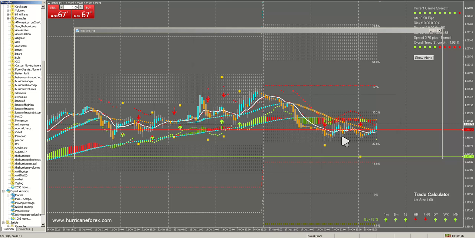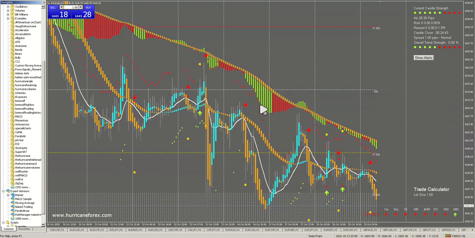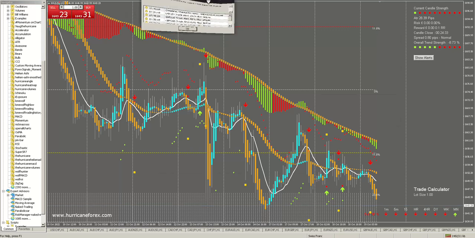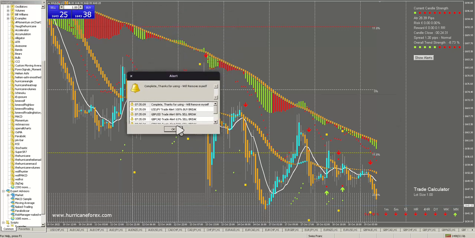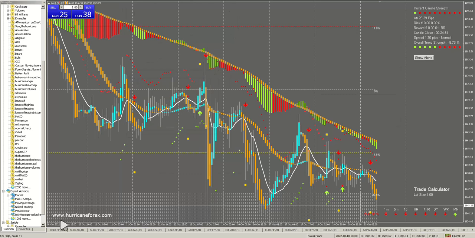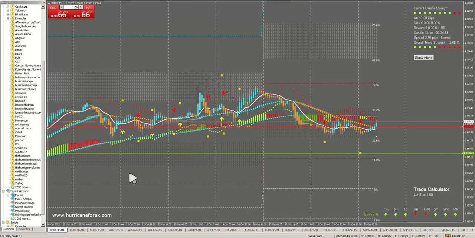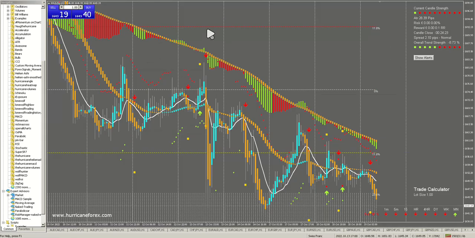If your machine's a bit slow, it probably isn't going to work very well. But it'll get there, and eventually it'll sit there like that, and when it's settled down you'll get the alert box. A box comes up and says complete, thanks for using, will remove myself, because it takes itself off the chart. Also go back to the first chart and kill it. Just click on that little X up there. Right, so now we're set up.